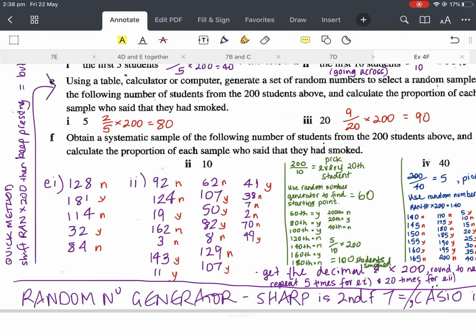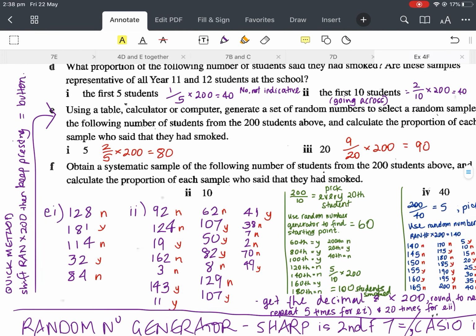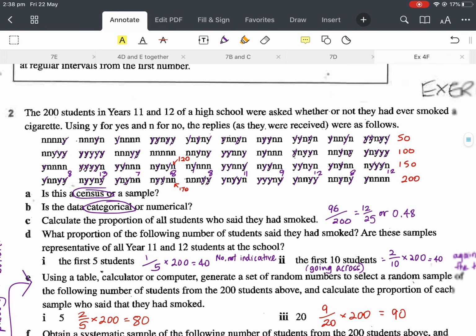So what that meant I had to do next was go up to my yeses and noes. The first couple were 128, 181 and 114. So for 128, I actually had to find the 128th response. The first 2 rows are 100.